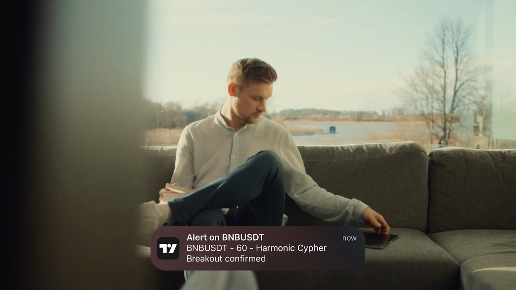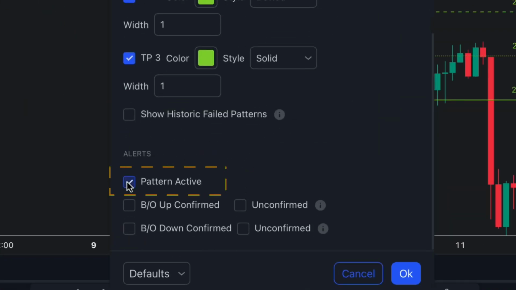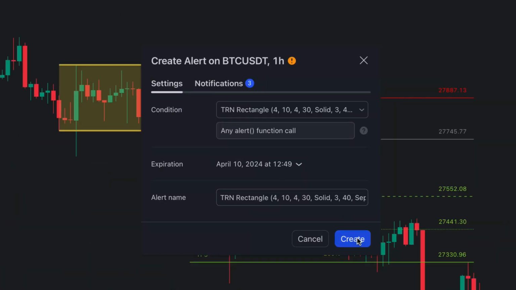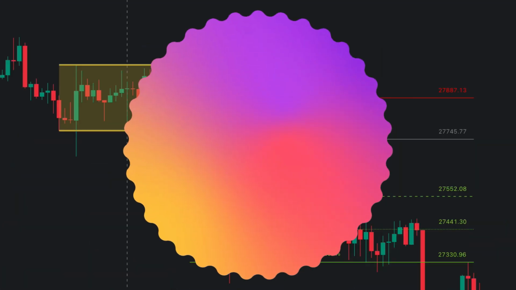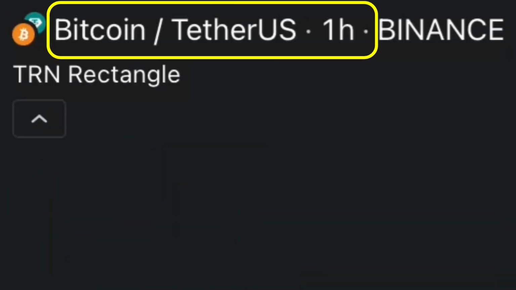Stay ahead with our real-time alerts, ensuring you never miss a pattern formation or breakout. Customize alerts for pattern formation, breakout, and confirmation. Simply select Add Alerts on TRN Rectangle to configure your alerts. Then click Create to activate notifications. Your alerts are now set for the current asset and time frame on your TradingView chart.